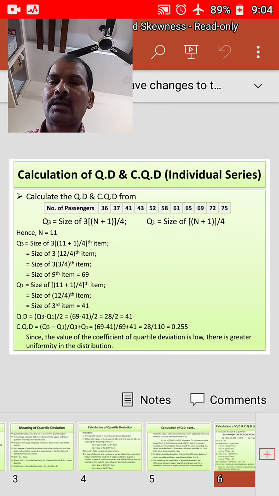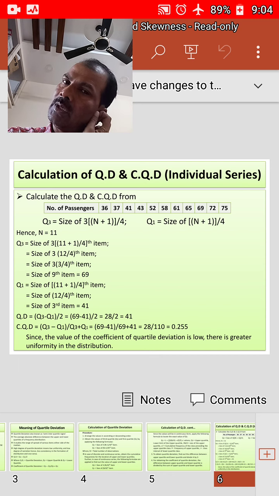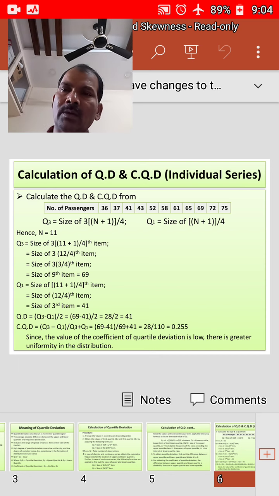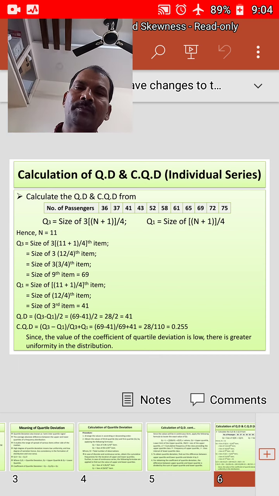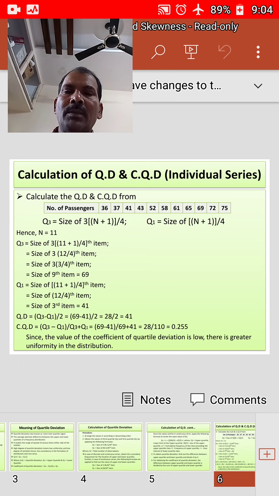As we know, n is equal to 11. There are a number of observations given in the series. As it is an individual series, we will count the observations and we will come to know that n is equal to 11. Q3 is the size of the 3(n plus 1) by 4th item. As we know the formula, we need to substitute the value of n, that is size of 3 into (11 plus 1) by 4, that is 3 into 12 by 4.